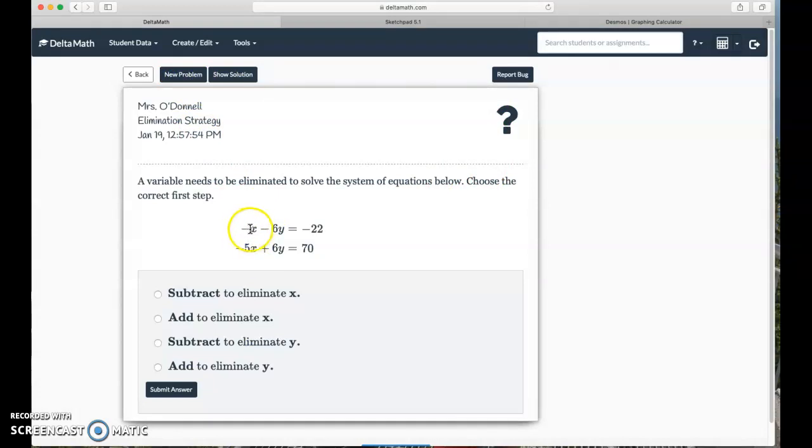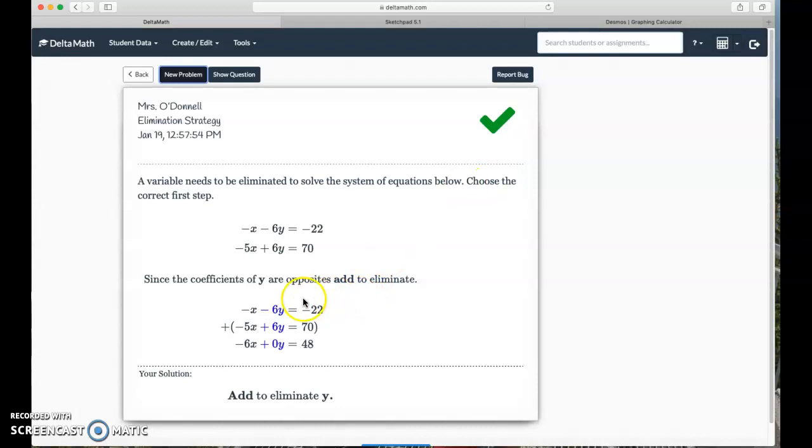Same thing here, right? If we do another one, now I see I have a negative 1x and a negative 5x. Well, those aren't the same. Let's check my y's. I have a negative 6 and a positive 6. How can I make those become 0? That would be how I would eliminate it, right? So I would add negative 6 plus 6 to make 0y. So I'm going to add to eliminate the y's.